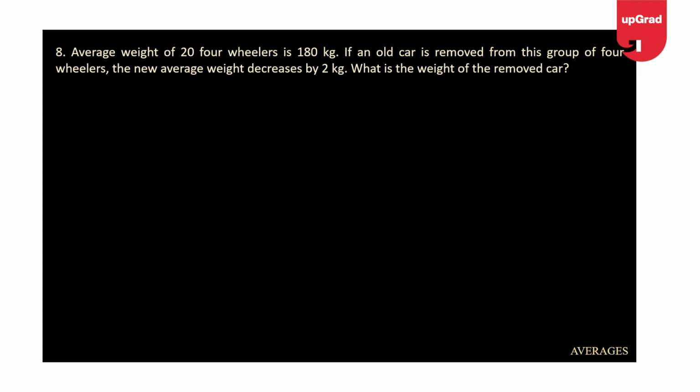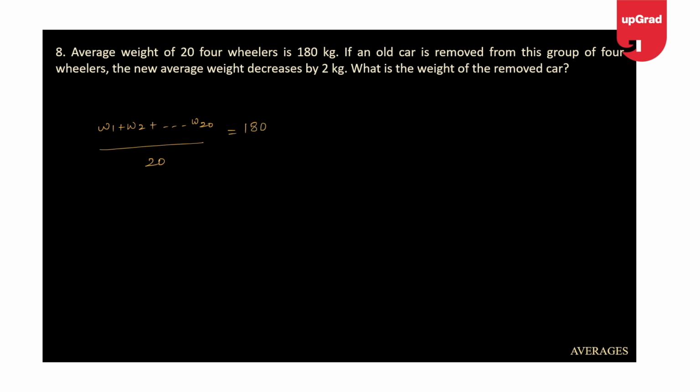The average weight of 24 wheelers is 180 kilograms. Now, if I go by the conventional method once again, W1 plus W2 for 24 wheelers, and therefore I have to divide it by 20, comes out to 180.